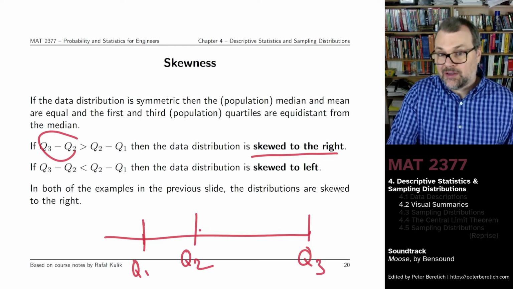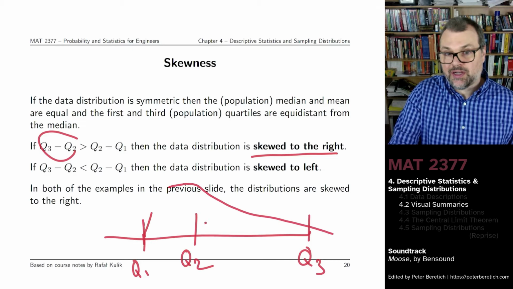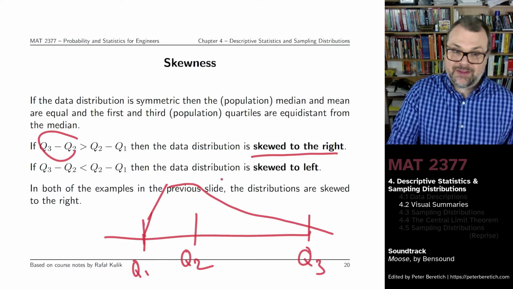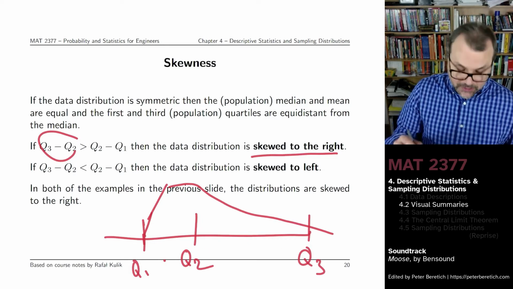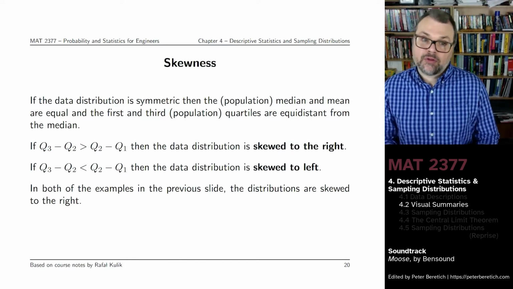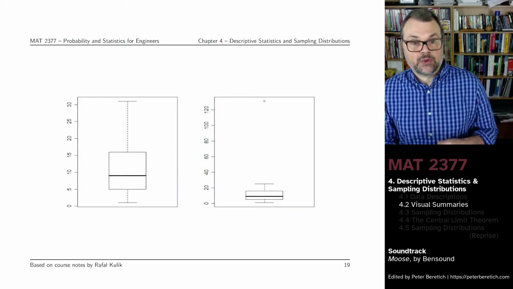In other words, you're going to have a distribution with a tail to the right, or a longer tail to the right, possibly. The other way around, if the distance here is smaller than the distance between Q1 and Q2, we say that it's skewed to the left. In both of the examples in the previous slide, these ones, we had distributions that were skewed to the right.